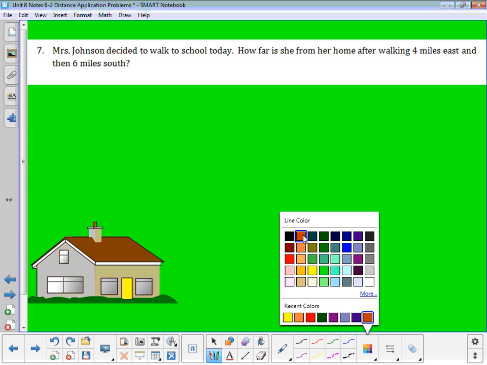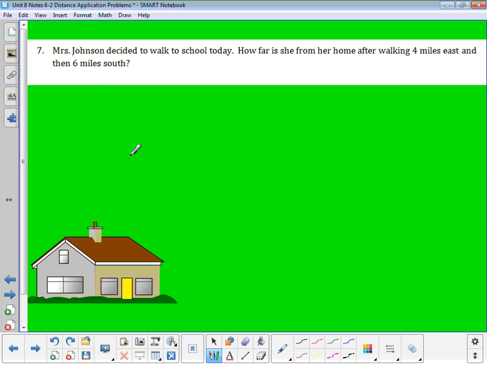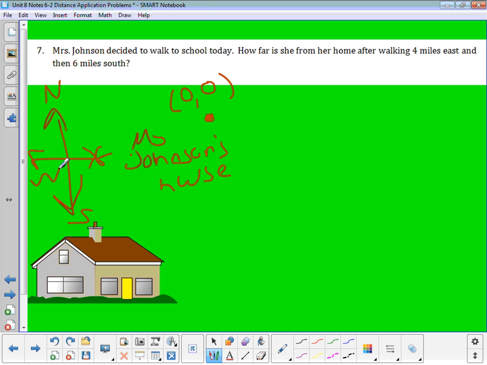Miss Johnson decided to walk to school today. How far is she from her home after walking 4 miles east and then 6 miles south? So here's her house right here. We're going to call this Miss Johnson's house. I'm going to give her house, since she's starting there, the point 0, 0. She walks 4 miles east. If you were to look at a compass, I was always taught to look at it as never eat soggy Wheaties: north, east, south, and west. So she's walking 4 miles east and then 6 miles south.